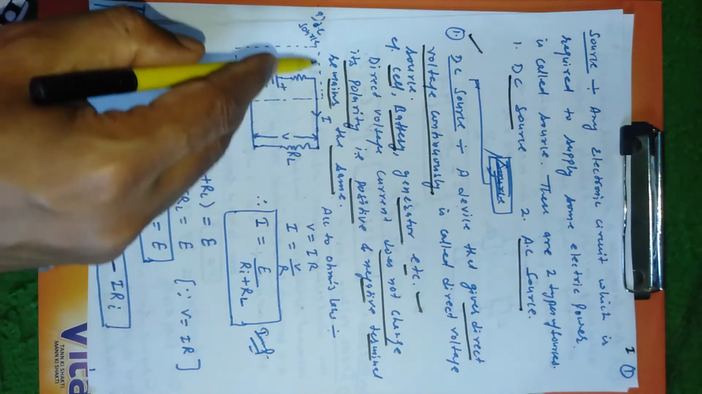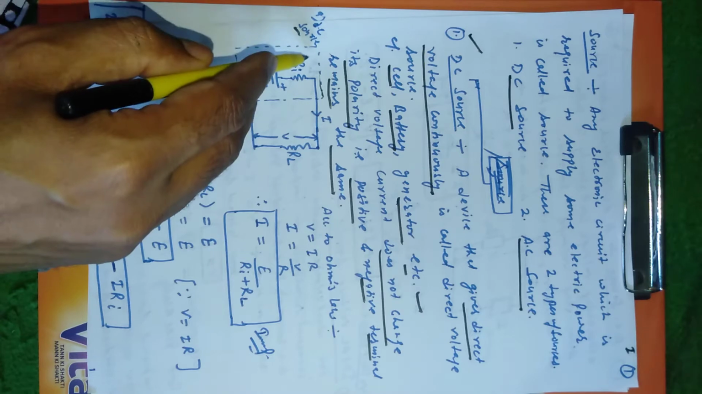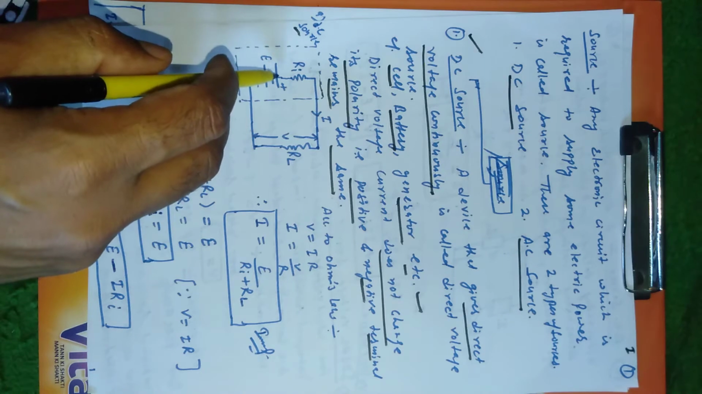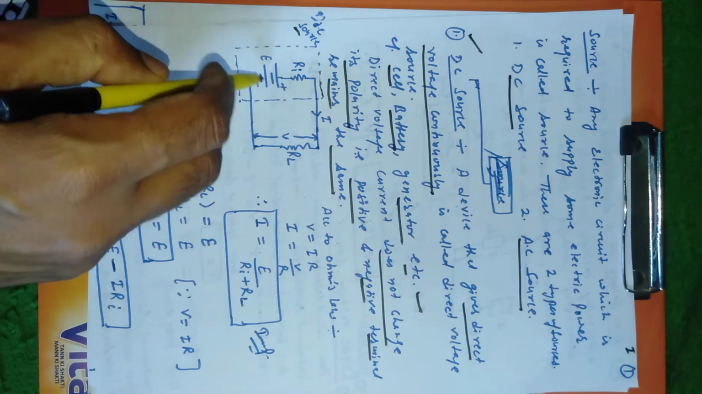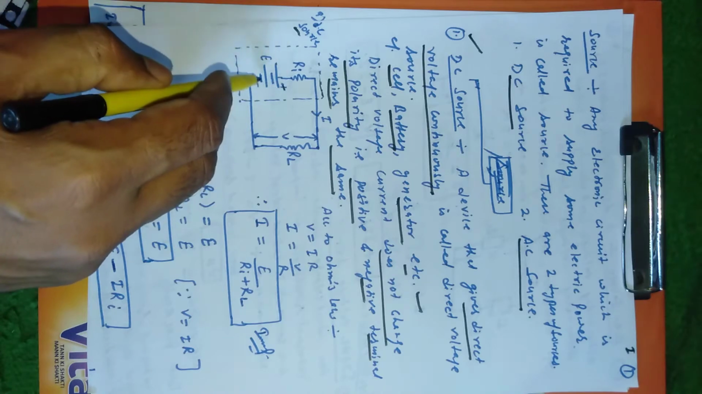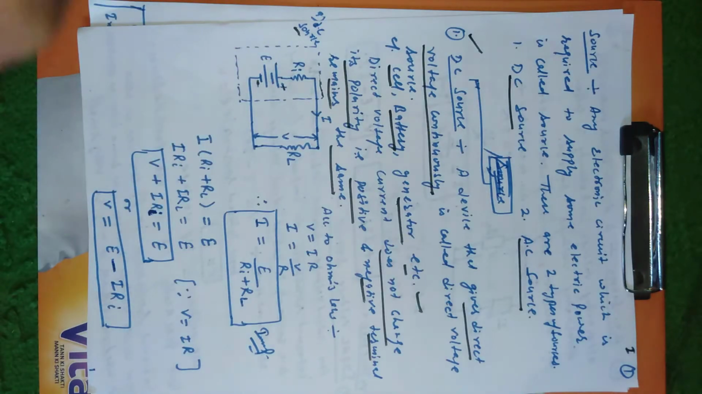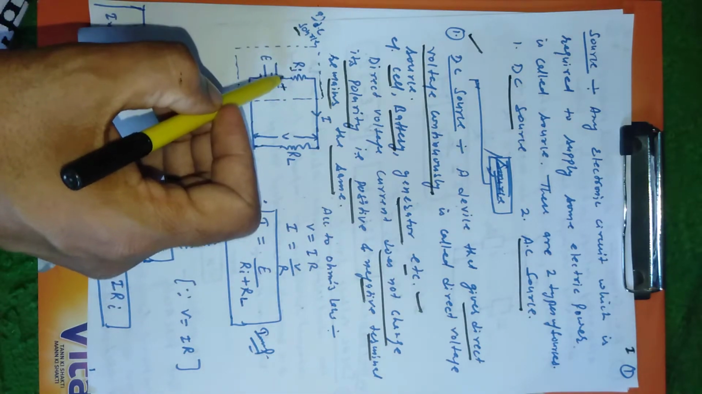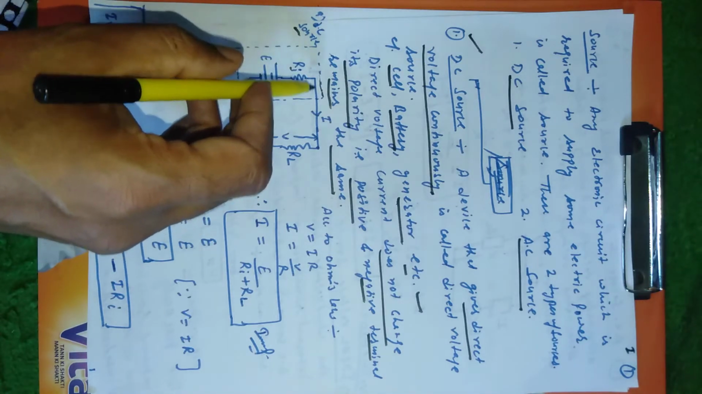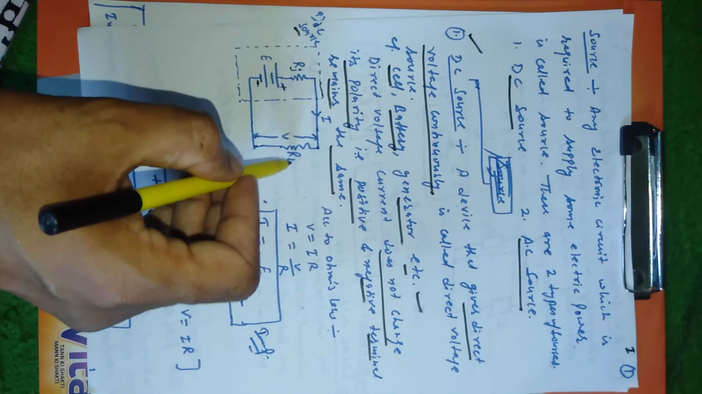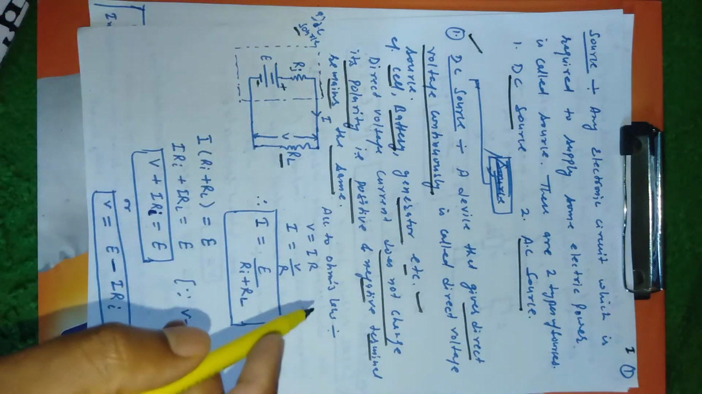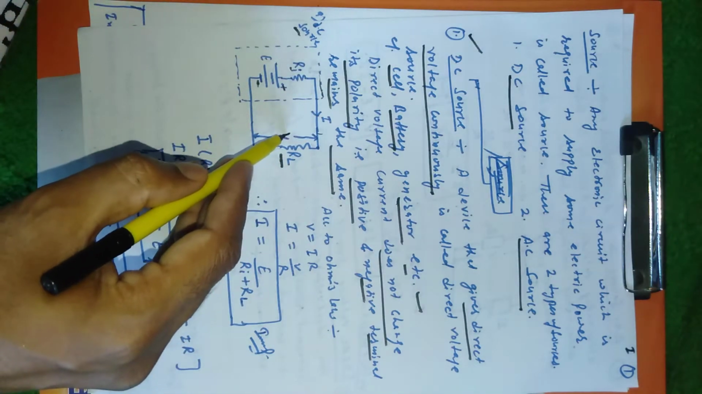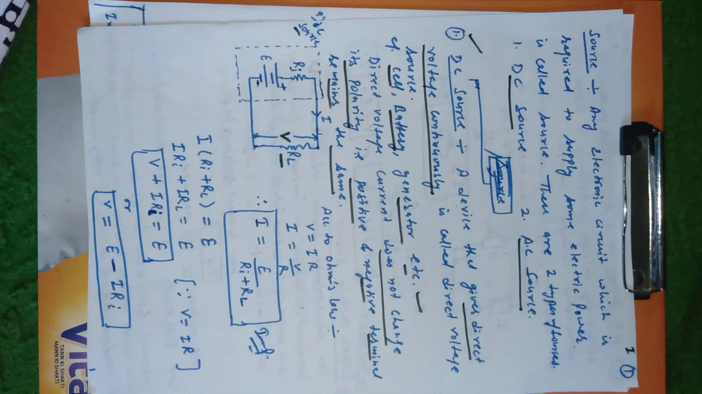You can see in DC source these dotted lines, this is known as the source. In DC source there is a battery, that is positive negative. This long terminal is known as the positive and short terminal is known as the negative terminal. The internal resistance Ri is connected across the battery. Then there is a load resistance where you can get the output, and current I will be flowing through the circuit. This is the load voltage, where we get the output voltage.